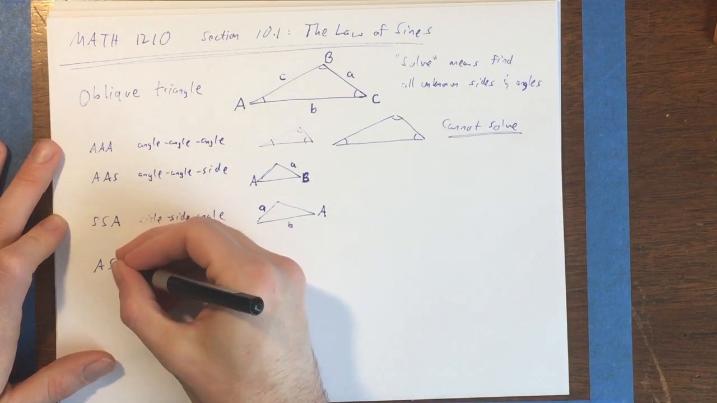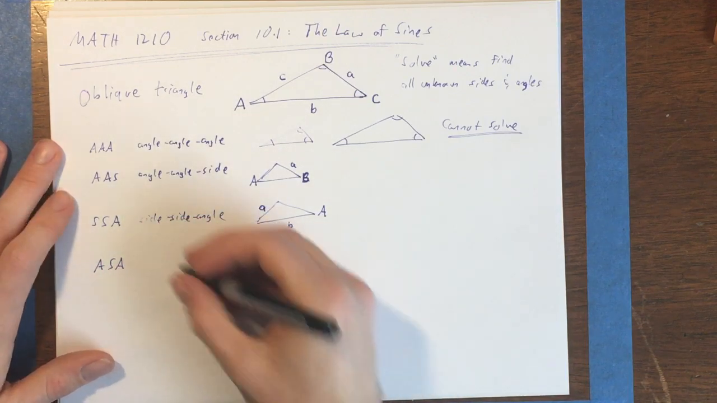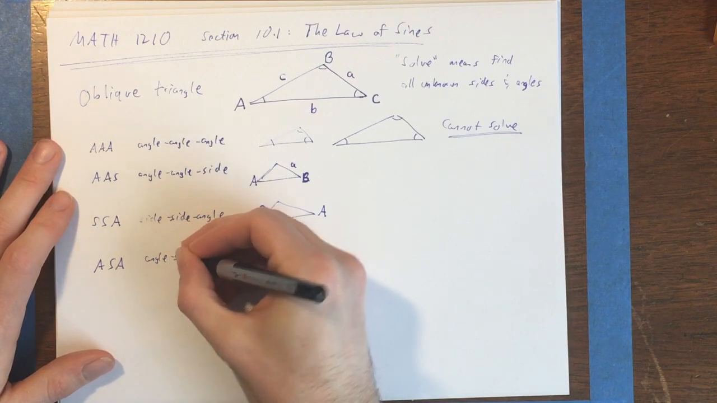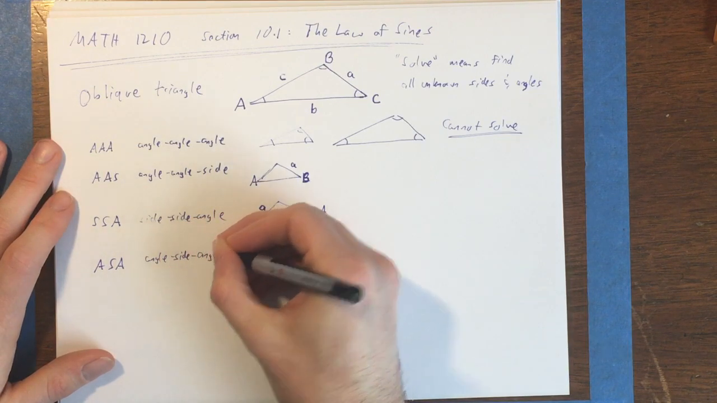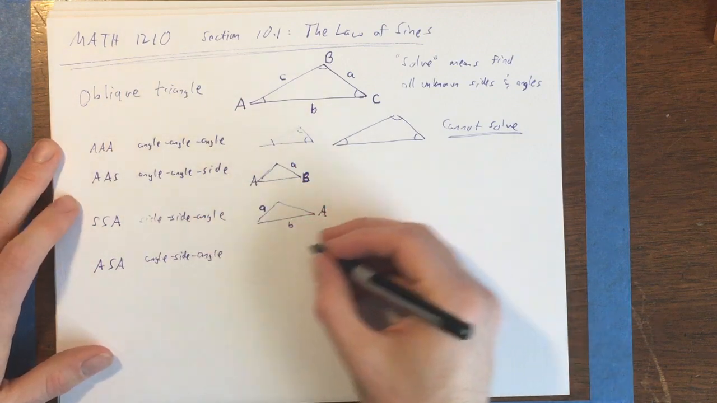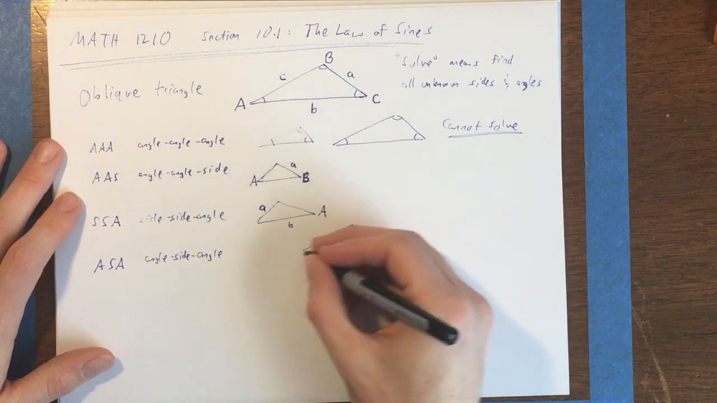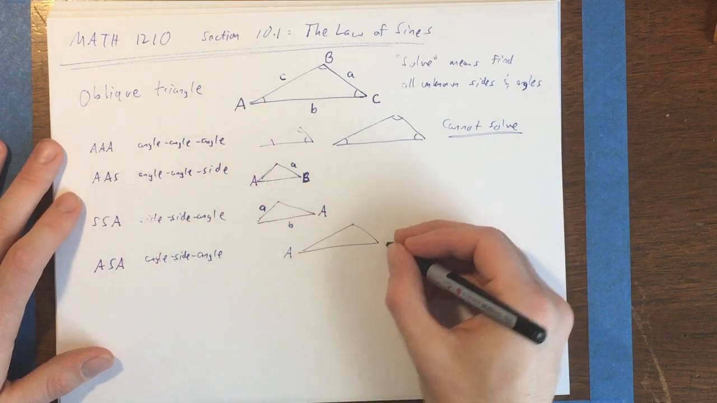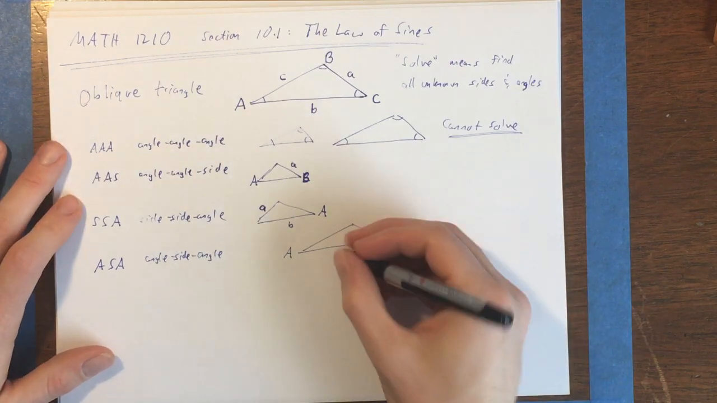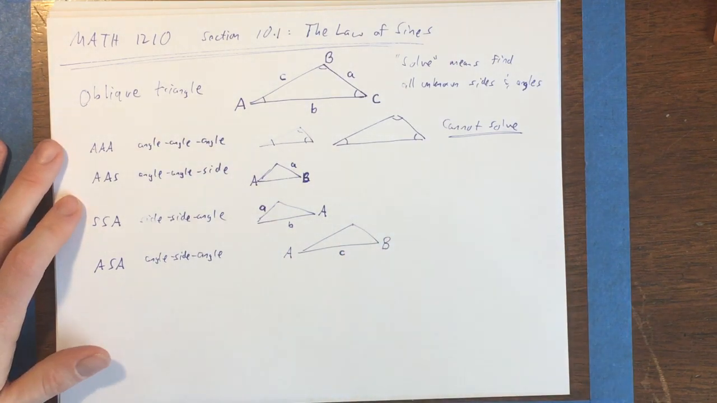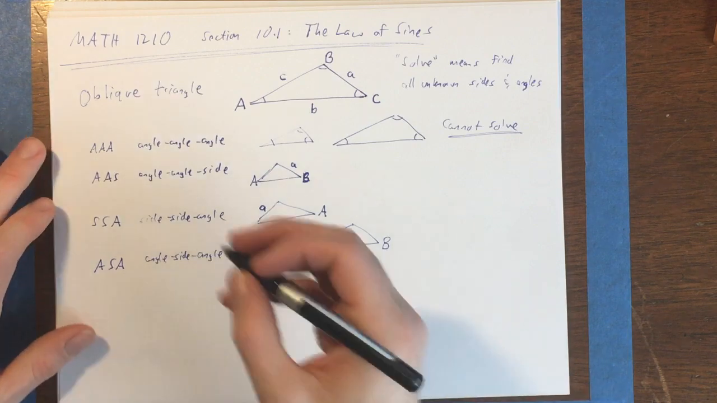And a third one I want to mention here is angle side angle. I actually should have written this one up the top. It doesn't really matter what order they're in, but I would have preferred to write them in a different order. So you know two angles, A and B, and then you know the side which is between them, which would be side C. That's another situation where we can solve it.